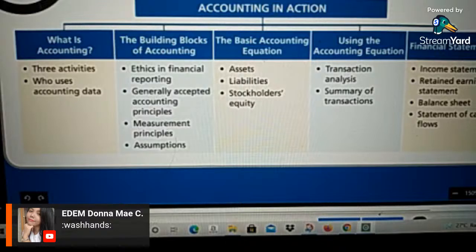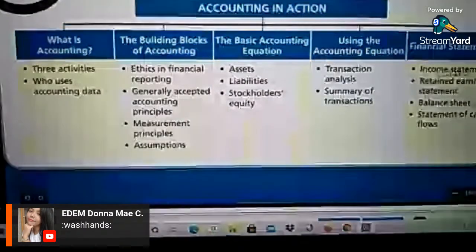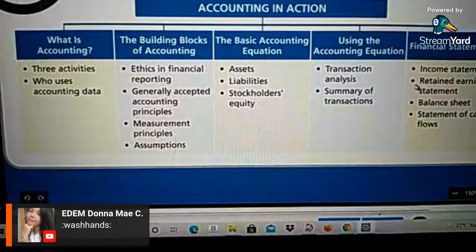What are involved inside financial statement? There are four. There are four reports that we need to do, we need to practice doing. Okay? Income statement, number one. Number two, retained earnings statement. Number three, balance sheet. And number four, statement of cash flow.